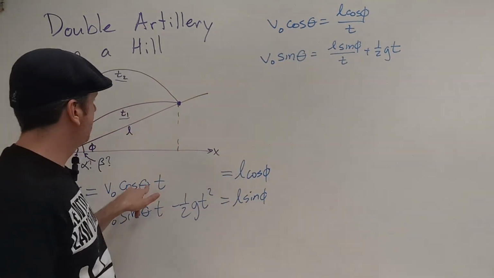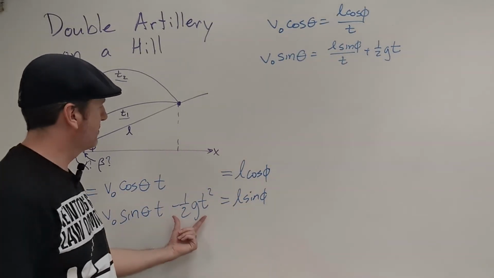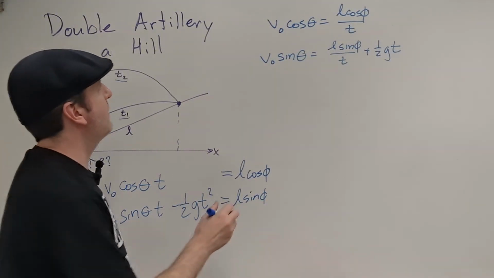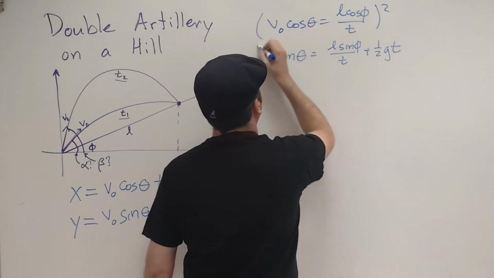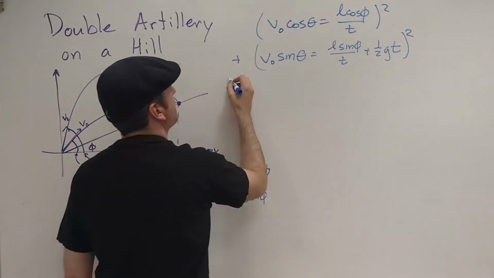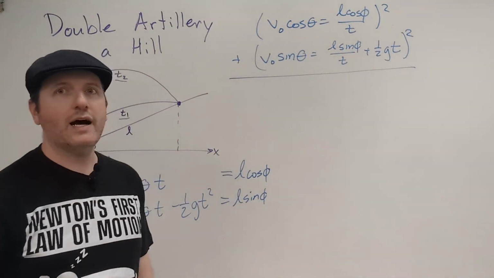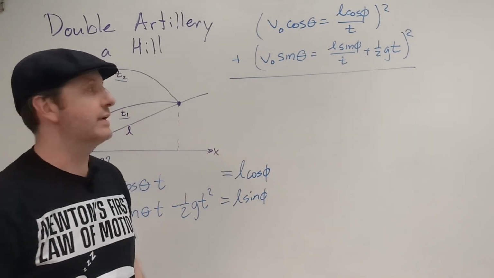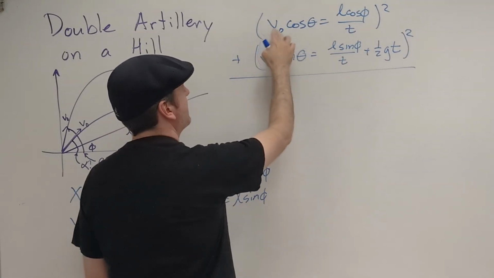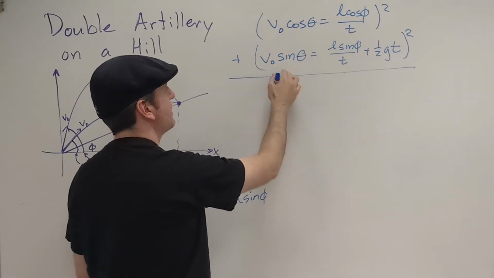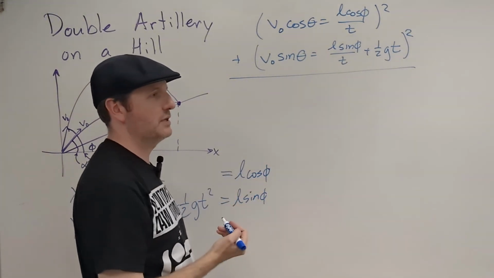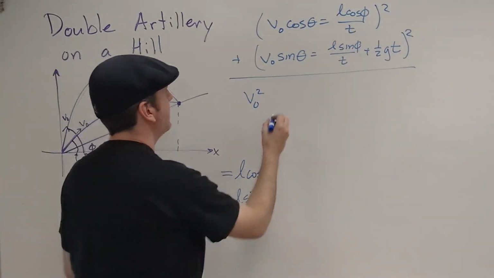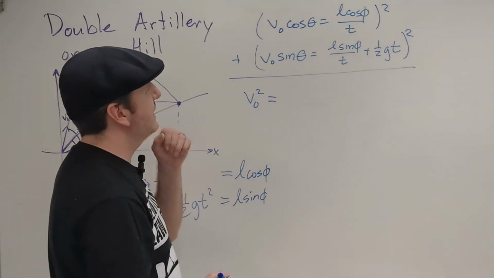For starters, I divided by the t, and I also moved this term over to make it positive, so we only have a linear term there. Now I'm going to square both equations and sum them. That's a pretty common thing to do when we have an unknown angle variable that we want to get rid of. On the left-hand side, I'll have v naught squared cosine squared plus v naught squared sine squared, which is v naught squared times sine squared plus cosine squared, which is v naught squared. So goodbye theta, gone.